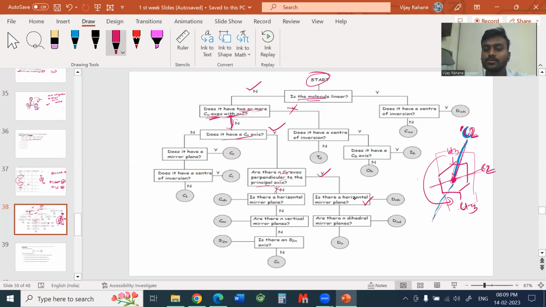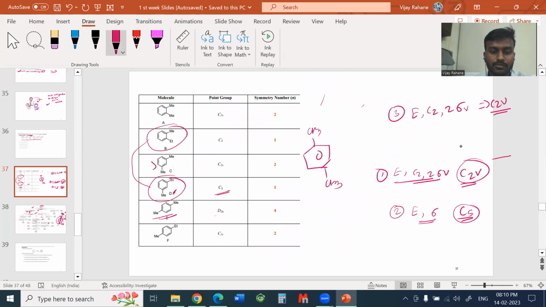What is the highest n? The highest possible n is 2. So the molecule has D2, and a horizontal plane is also there. So D2h, right? So the molecule belongs to the D2h point group.